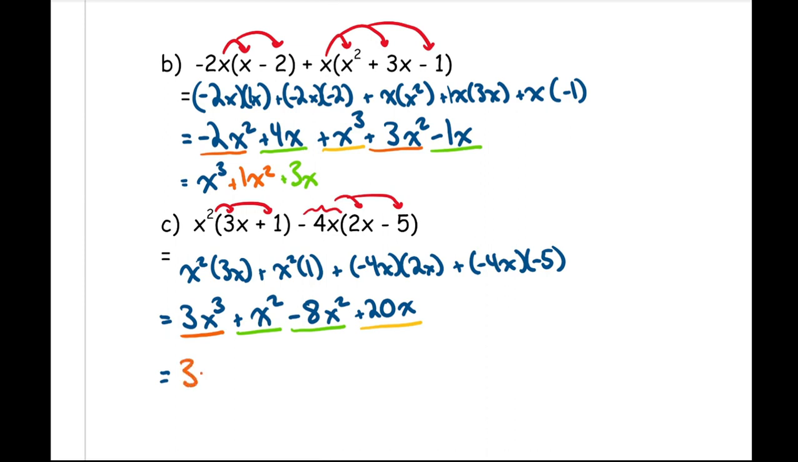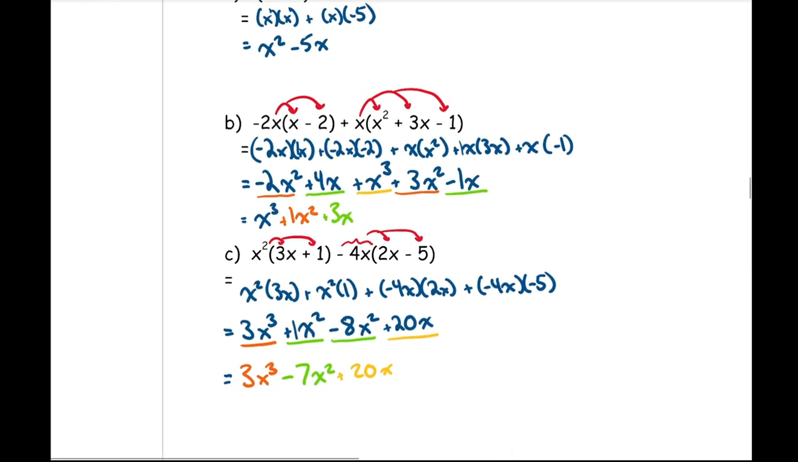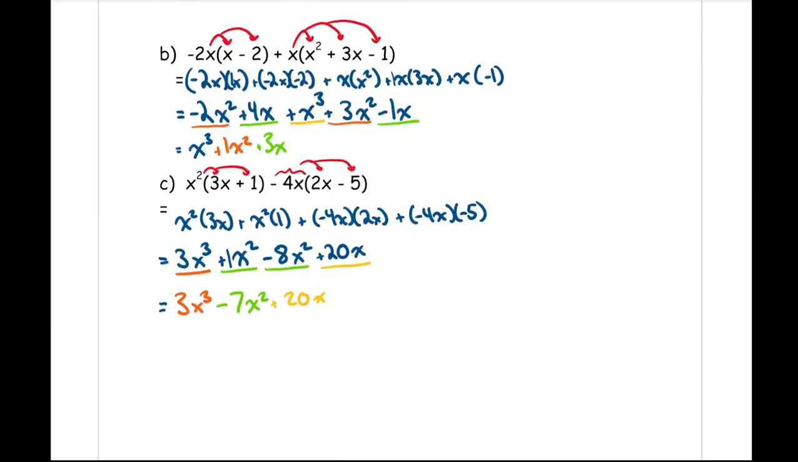The 3x cubed just stays the same. My x squared minus 8x squared, so you could say 1x squared, or 1 of something minus 8 of something, gives me negative 7x squared. And then the plus 20x is just there at the end. Again, we're trying to keep it in sequential order, highest exponent first or highest power. So again, you can just make yourself a note of that.